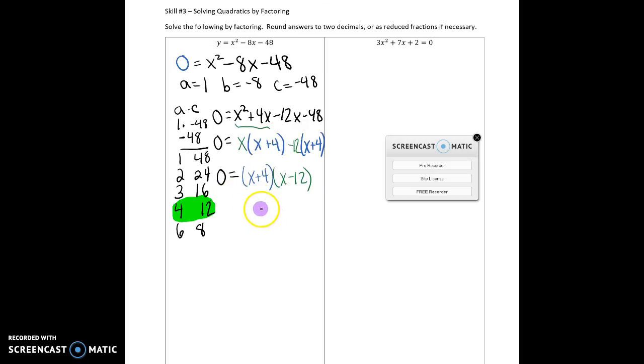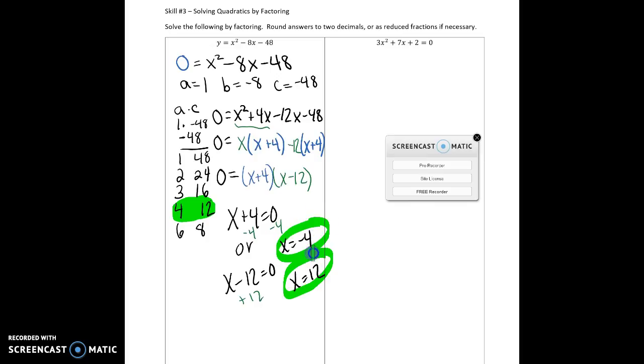But remember, we're trying to solve this. So x plus 4 is some number, and x minus 12 is some number. They multiply together and get me 0. By the zero product property, you have x plus 4 equals 0, or you have x minus 12 equals 0. We can probably solve these in our heads, which is fine. So you get x equals -4 and x equals 12. Those are your two different answers. Again, we're solving quadratics, so we have two different answers.